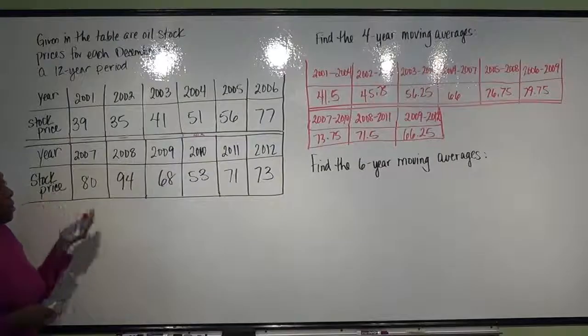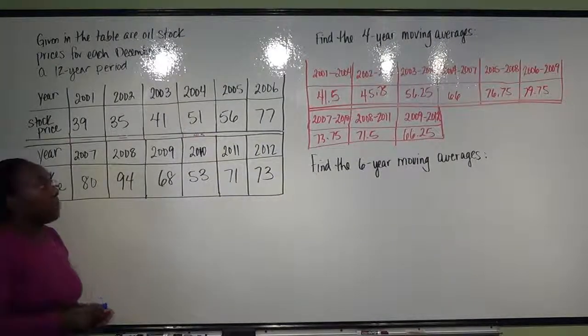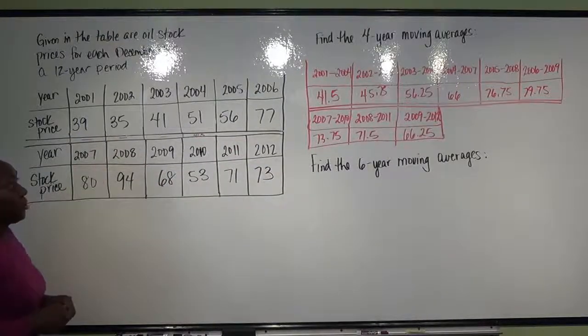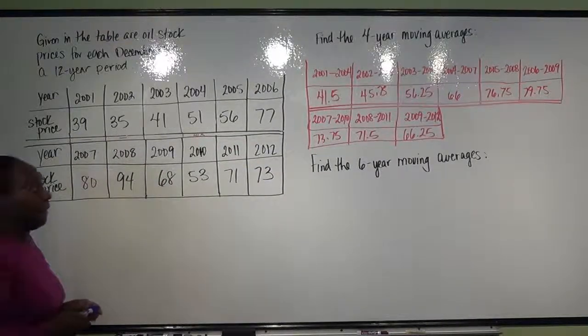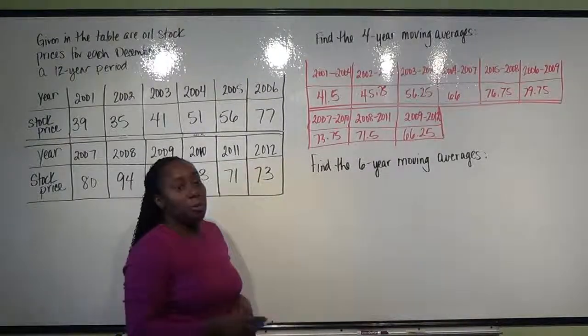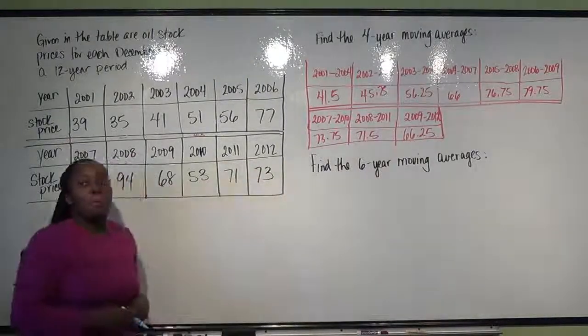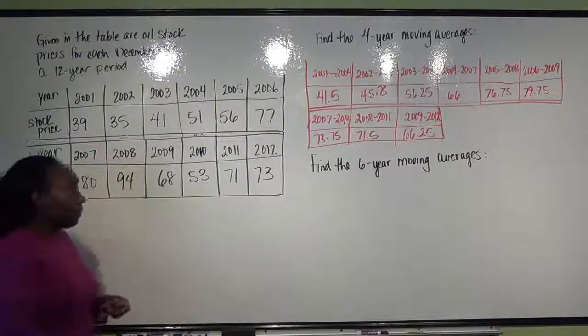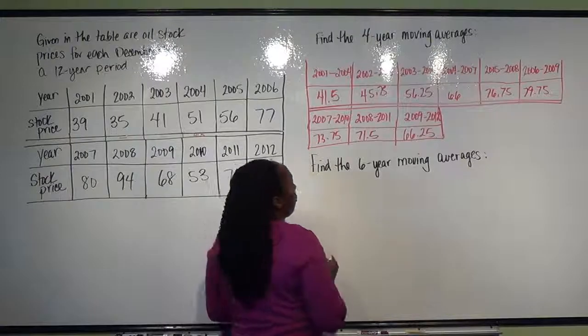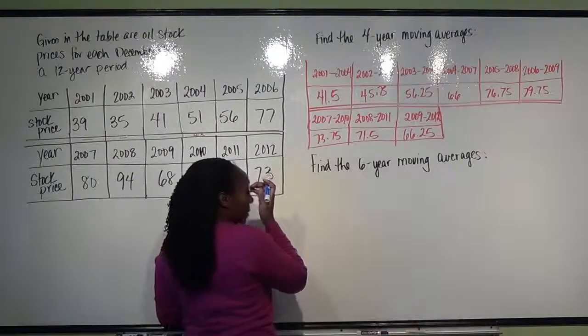Okay? So it just depends on how it's asking you for this information, whether you're going to create your own table or add to what's already there. Okay? In the second part of this example, we want to find the 6-year moving averages. So now maybe we want to do this every 6 years, and we want to figure out what things are changing. So again, I can set this up the same way.